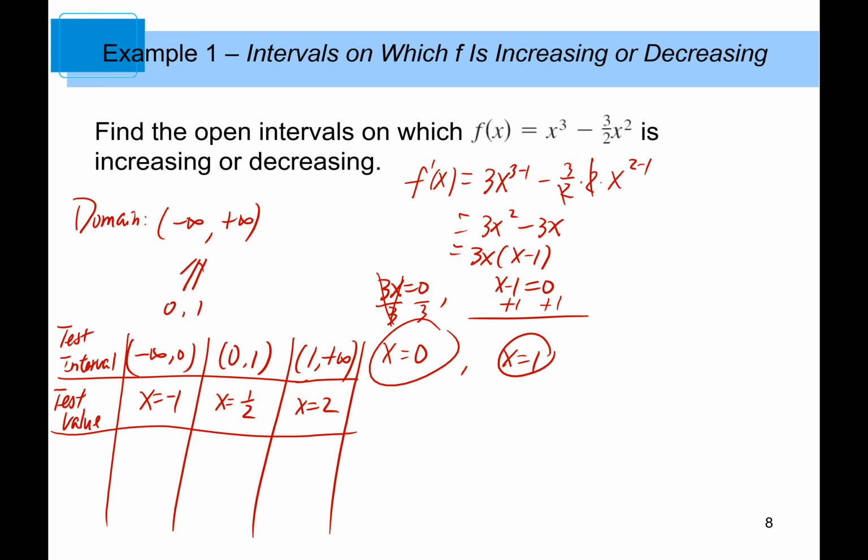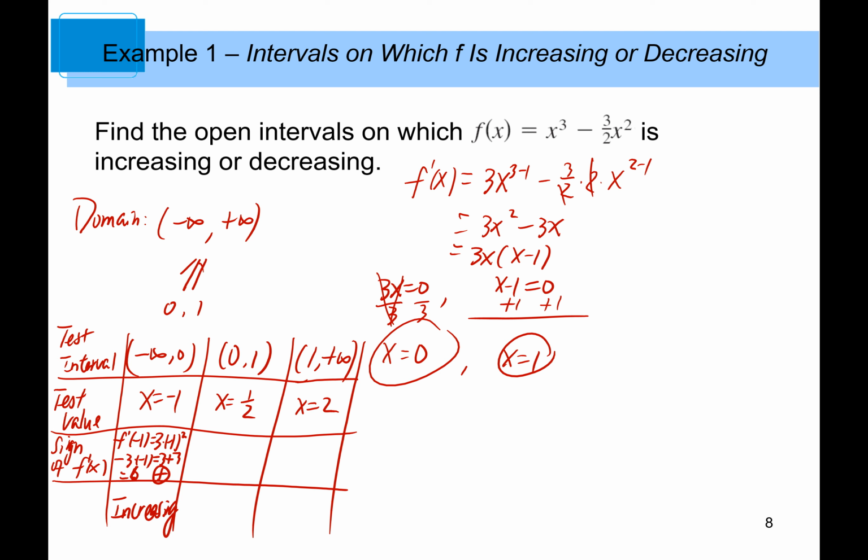Okay, then let's find the sign of f prime of x. Let's find f prime of negative 1 first. So it's 3 times negative 1 squared minus 3 times negative 1, which becomes 3 plus 3, which is 6. 6 is definitely positive. That means this is an increasing interval.